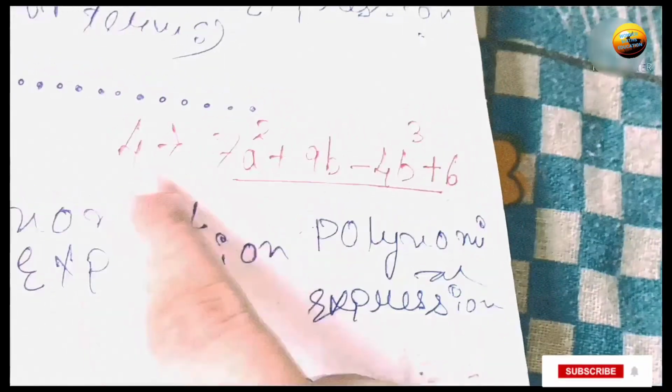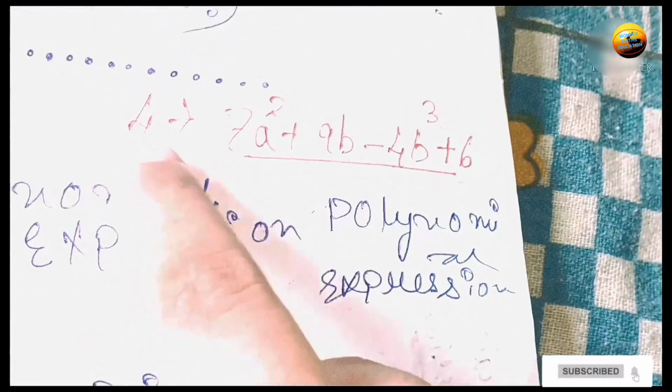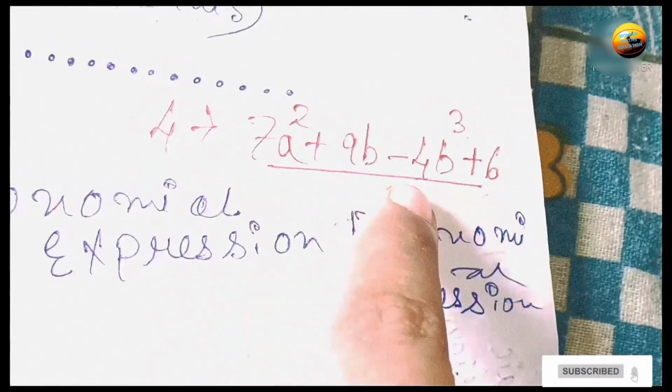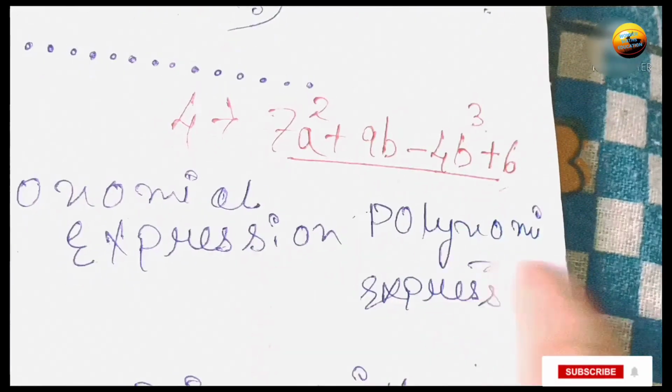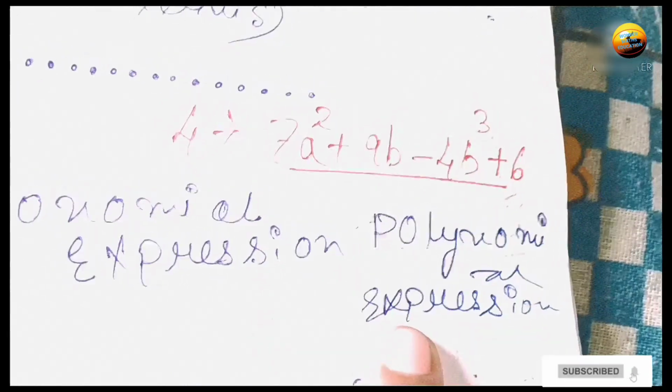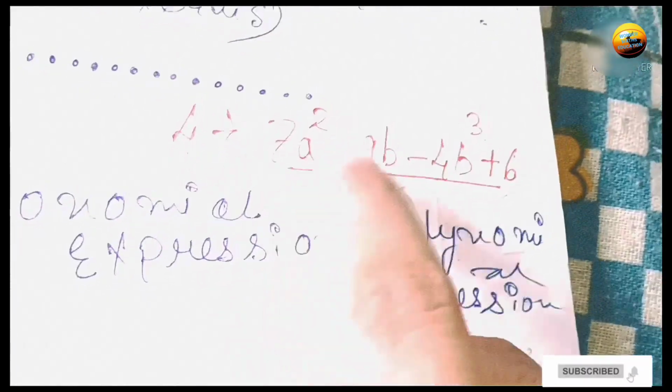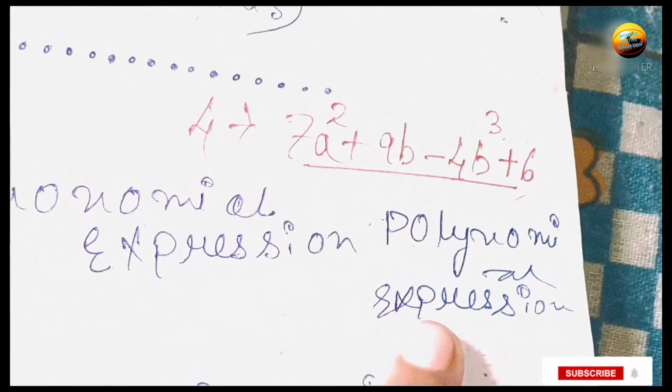Suppose the number of terms is 5, extending from 4 terms to 5, 6, 7, 8 and so on, it will be under polynomial expression in this way.